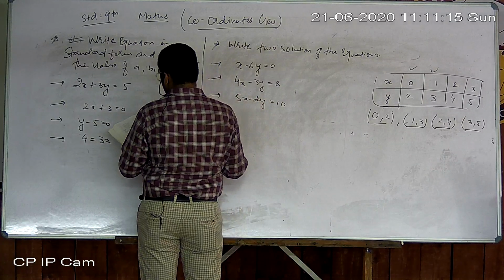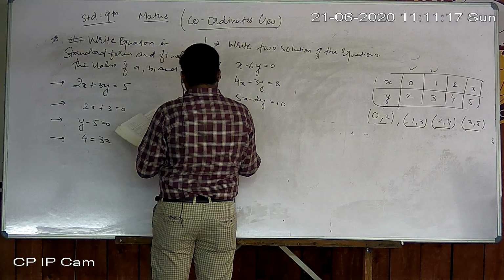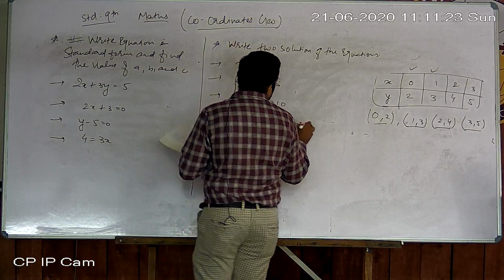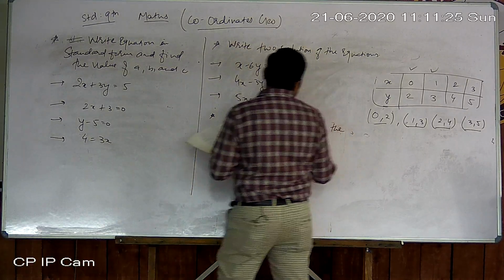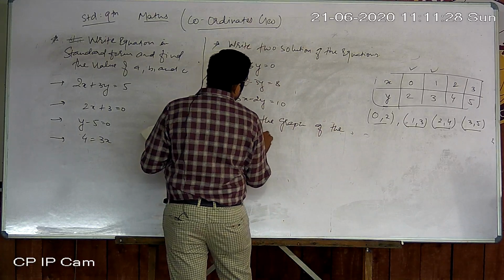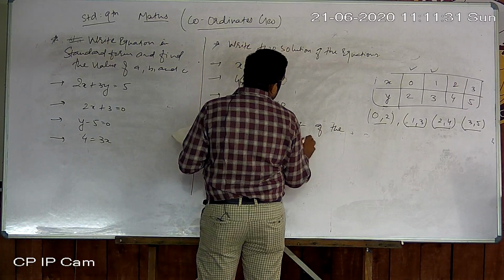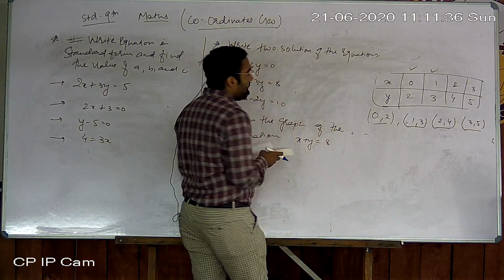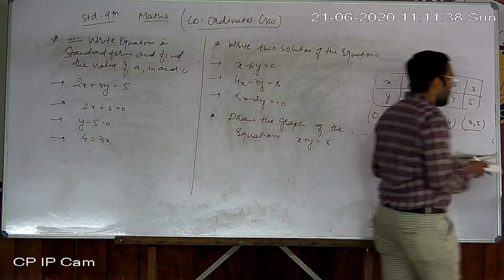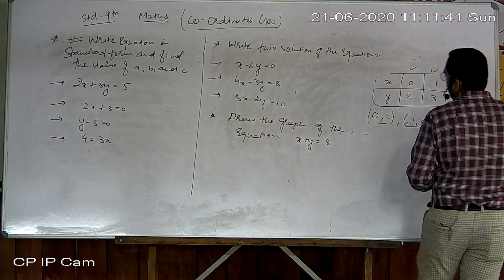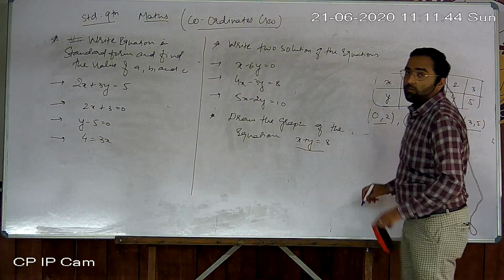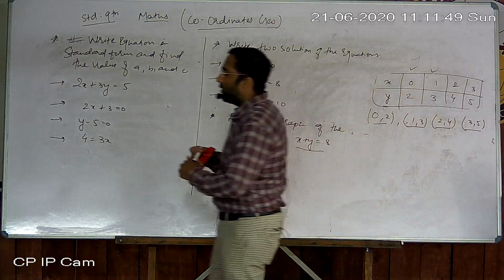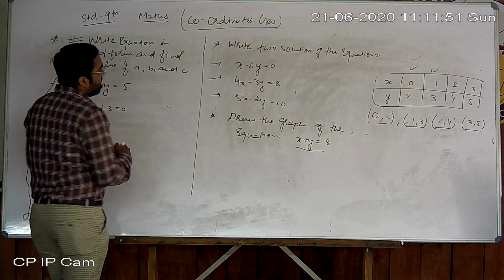And the last question is: draw the graph of this equation. The equation is x plus y equal to 8. When you draw the graph of the equation, you must find at least 4 solutions of the equation.